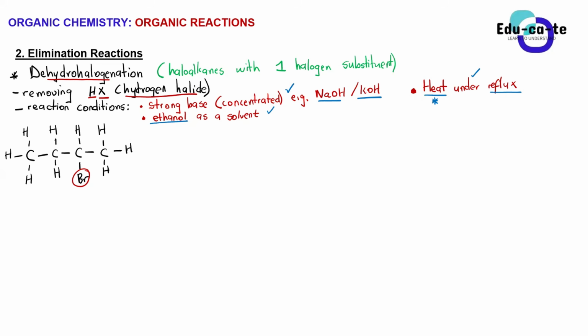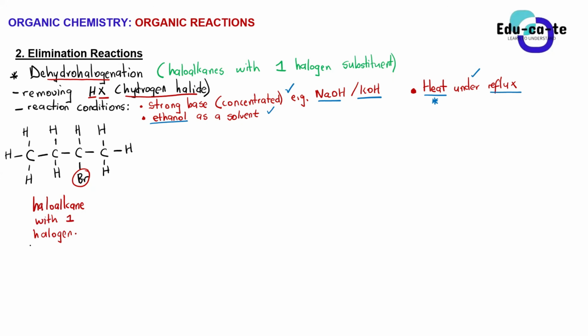We start here with a haloalkane, and our haloalkane has got one halogen. So it's a haloalkane that is having only one halogen. In this case, we only have one bromine there. That is our halogen. So now, how do we eliminate this?